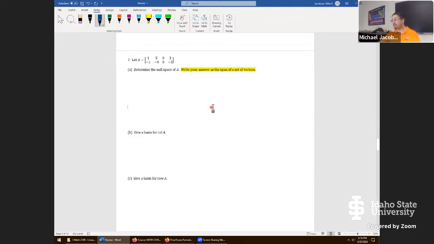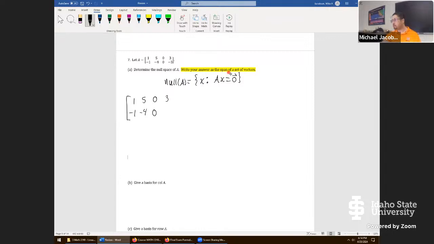Our answers will be written as a span. So to determine the null space, first thought you might have is, what is the null space? It is this altogether. Null of A is the solution set. So all vectors x such that A times x equals the 0 vector. You don't have to write that down, but having that thought in the back of your mind reminds you, all you're doing is row reduction for a null space. So Ax equals the 0 vector has this augmented matrix, 1, -1, 5, -4, 0, 0, 3, -3. We're augmenting with the 0 vector, and so it turns into a row reduction problem.